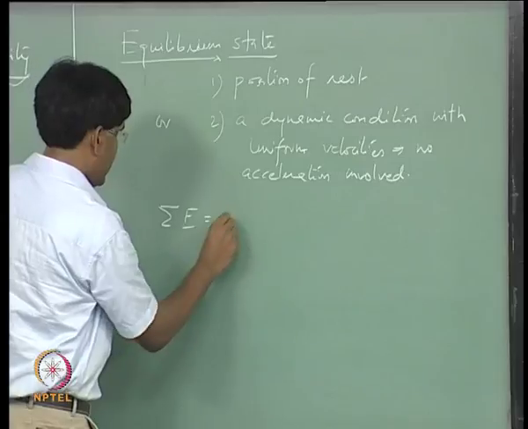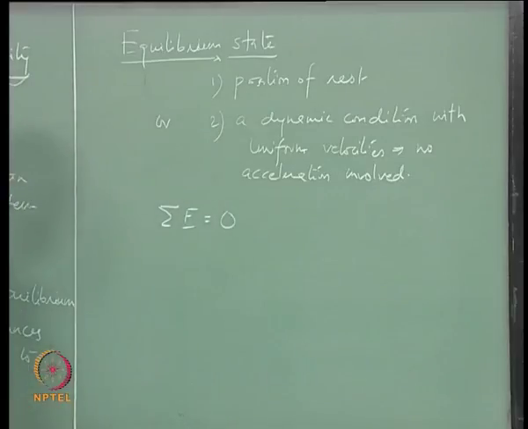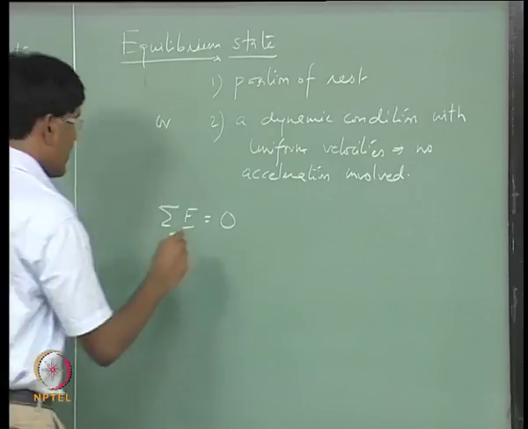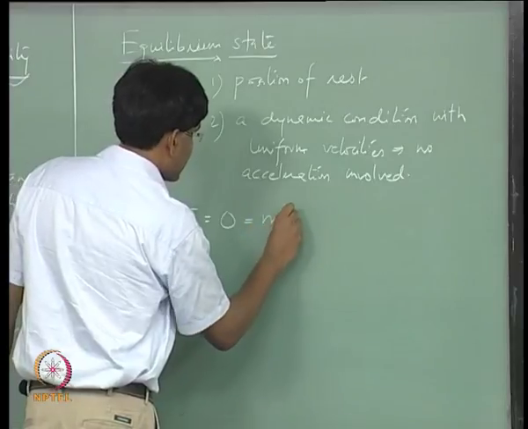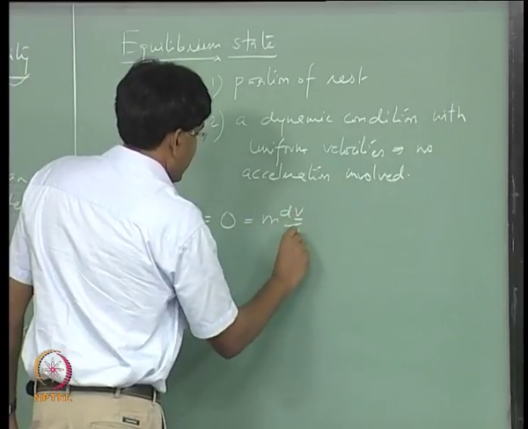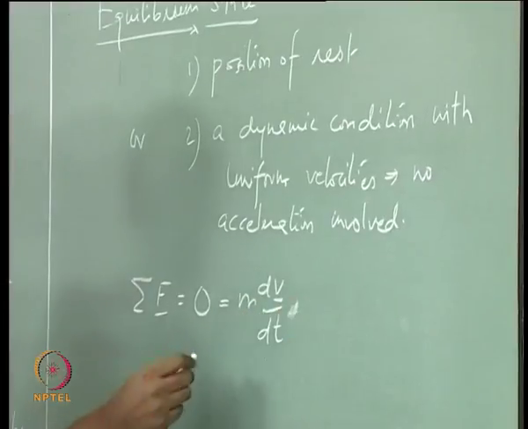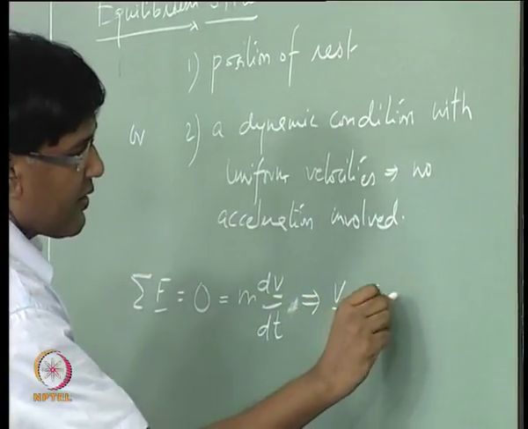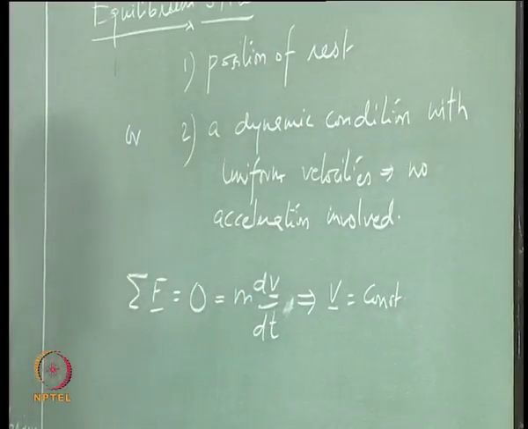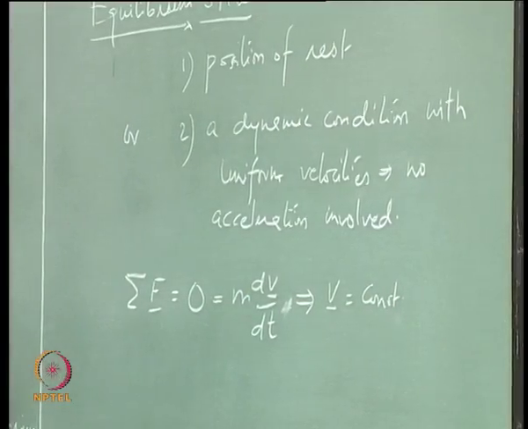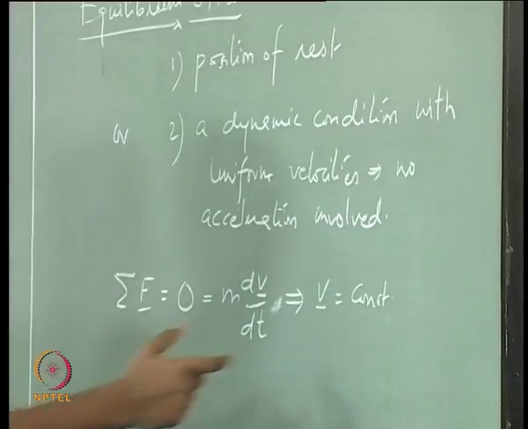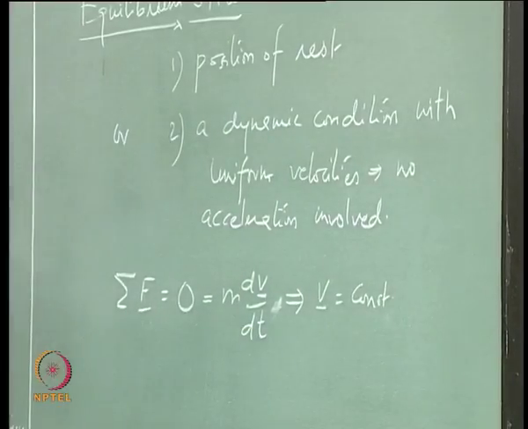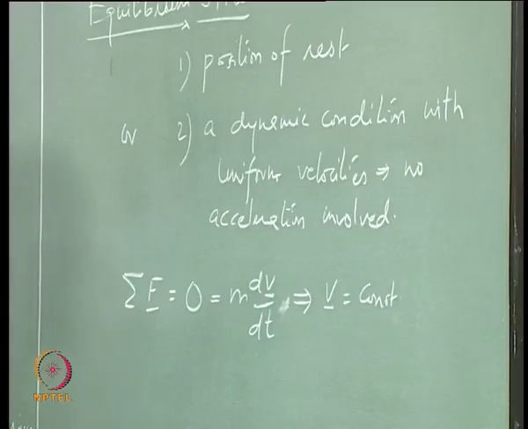these two equations. So, the sum of all external forces acting on the body are balanced, so that net acceleration is 0, and that results in V equal to constant. So, if an aircraft is flying at constant, uniform velocity, then we say that the aircraft is in equilibrium.